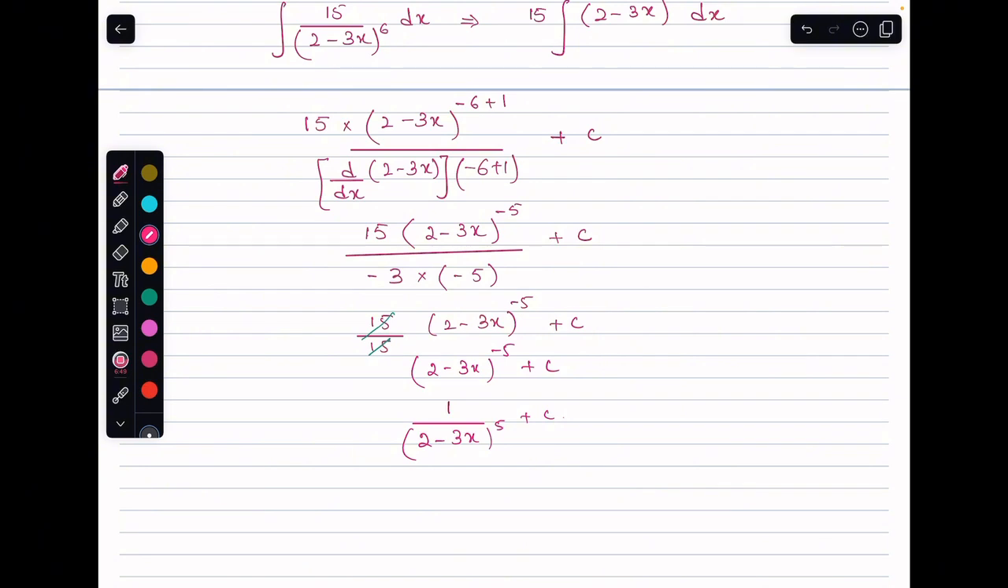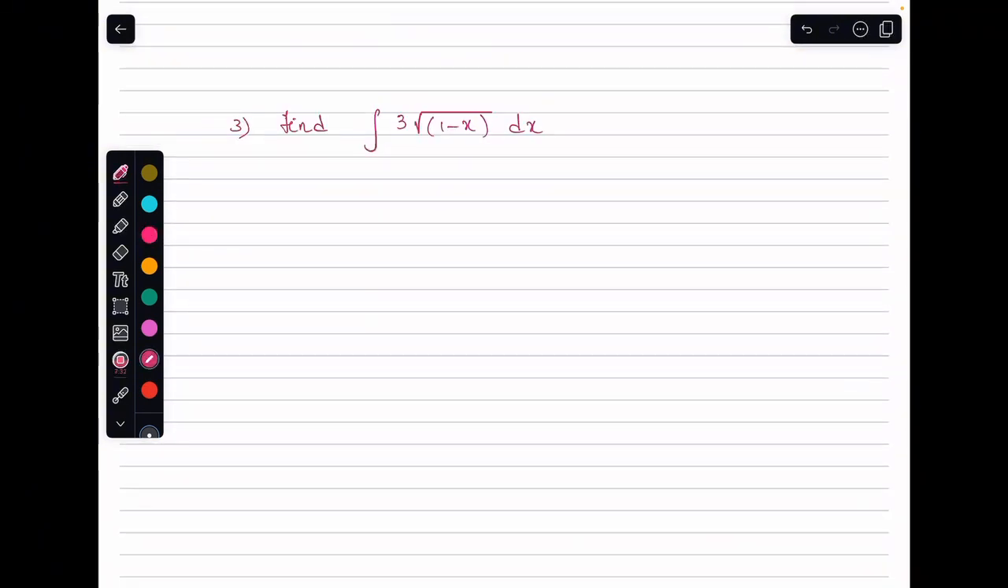Let's do another one. Question 3, find the integral of 3 times the square root of 1 minus x dx. To integrate this, I shall take the constant outside the integral, and then here I can say it's (1 minus x) to the power 1 by 2 dx.